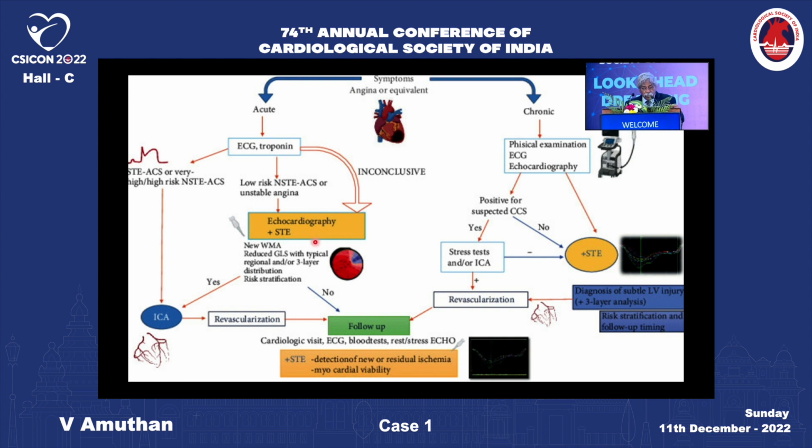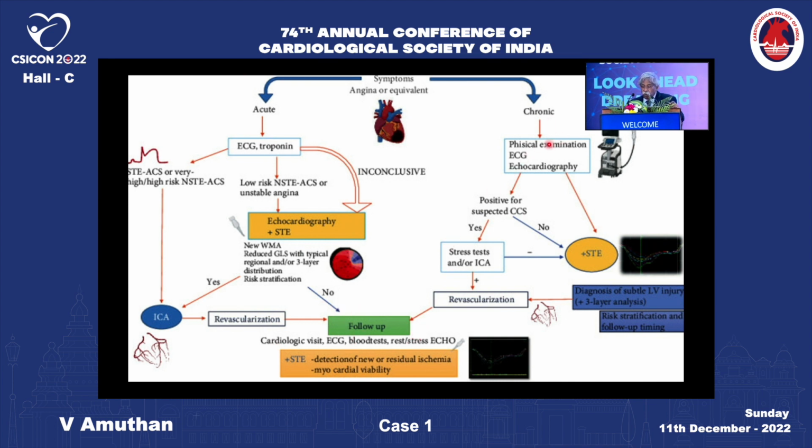And you can identify new regional wall motion abnormalities and reduced GLS with the typical regional and 3-layer distribution. This is very important: regional and 3-layer distribution, and risk stratification. I will show the cases later. Then they go for this algorithm.